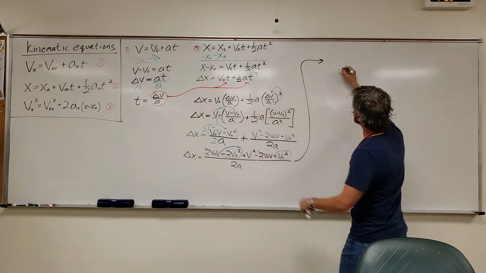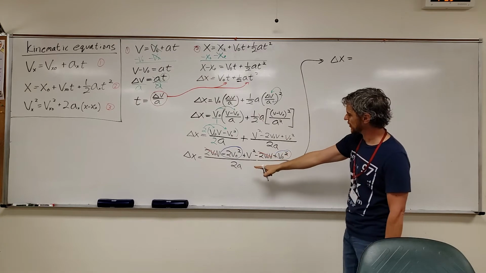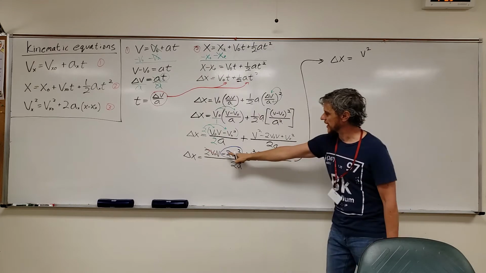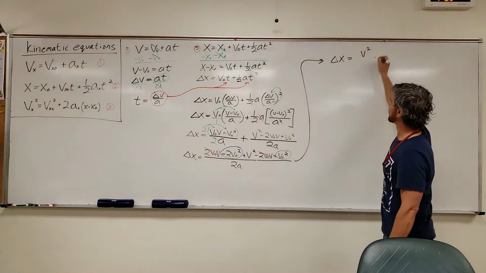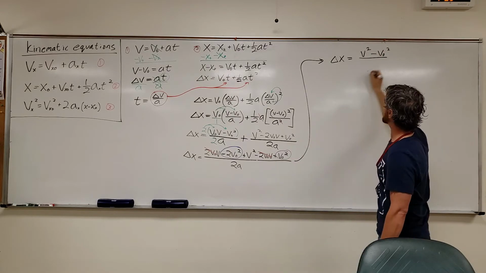And so when I do that, my left side is still just displacement. Displacement is going to be, what do I have left over? I have a v squared. And then when I combine negative 2 v naught squared and v naught squared, I have minus v naught squared, all divided by the denominator, which is 2a.